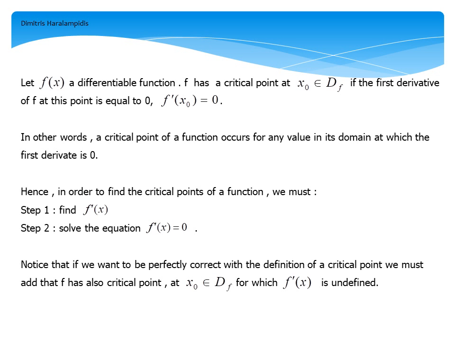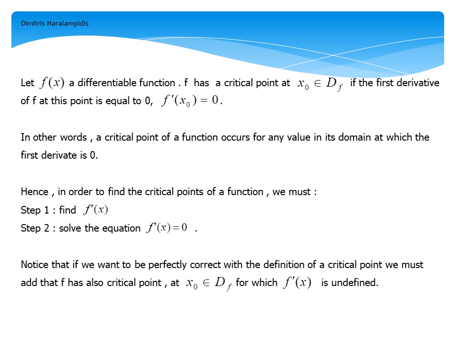Let f of x be a differentiable function. f has a critical point at x sub 0, which belongs to the domain of f, if the first derivative of f at this point is equal to 0, which means that f prime of x sub 0 equals 0. In other words, a critical point of a function occurs for any value in its domain at which the first derivative is 0. Hence, in order to find the critical points of a function, we must first find the first derivative of this function and then equalize this first derivative with 0, which means to solve the equation f prime equals 0.